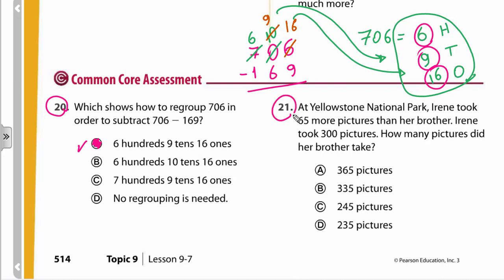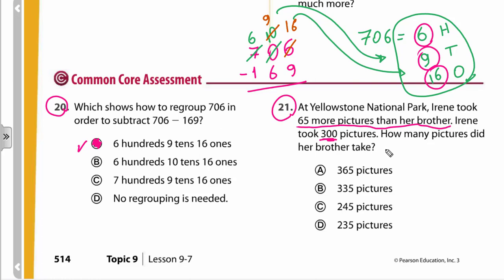Okay. At Yellowstone National Park, Irene took 65 more pictures than her brother. Irene took 300 pictures. How many pictures did her brother take?